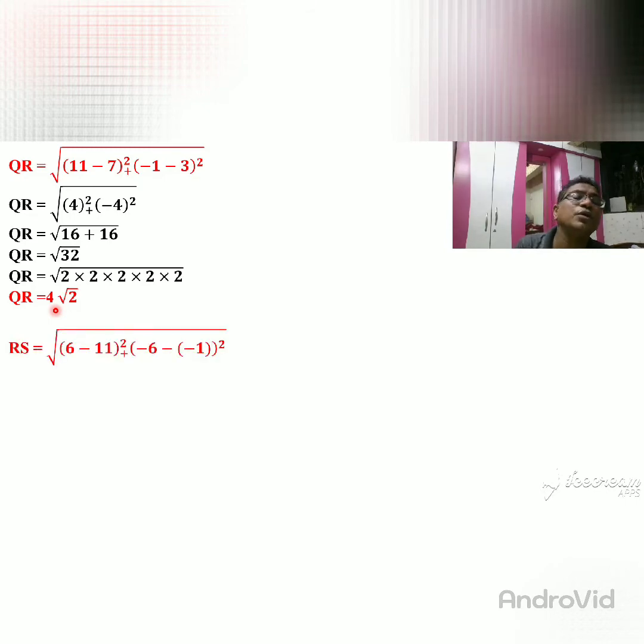Then again I want to find out RS. So see, this is the x2. x2 is 6 minus x1. x1 is 11. So 6 minus 11. Then y2 is minus 6 minus y1, which is minus 1. So 6 minus 11, is it possible? Not possible. So 11 minus 6, what remains? Minus 5. So minus 5 square. Here is minus 6, out of bracket negative sign, minus 1 becomes plus 1. So minus 6 plus 1, sign is not same, subtract. 5 minus 1, what remains?